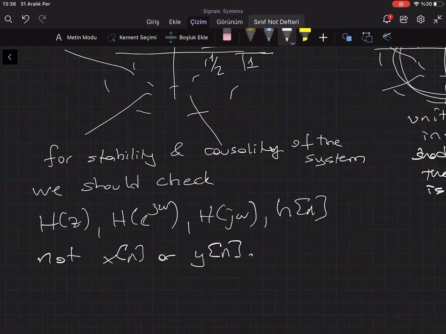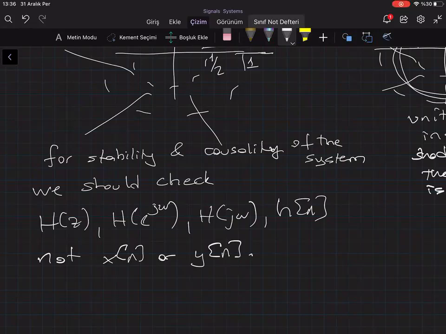You understand what I'm saying, arkadaşlar? For system causality and stability, I should check h of n, h of n related stuff, not x of n or y of n. Is this clear, arkadaşlar? Yes.